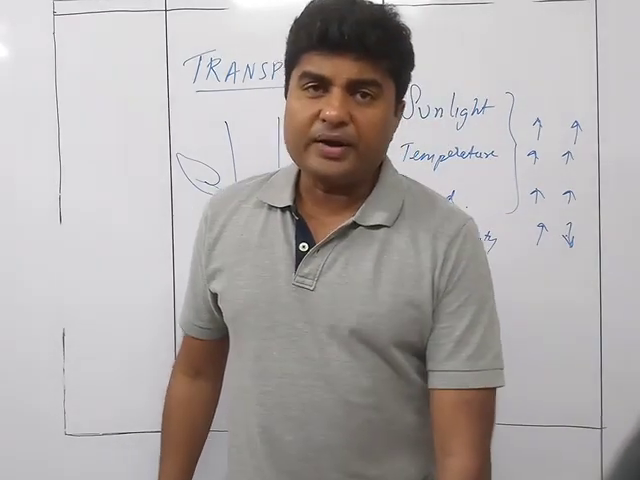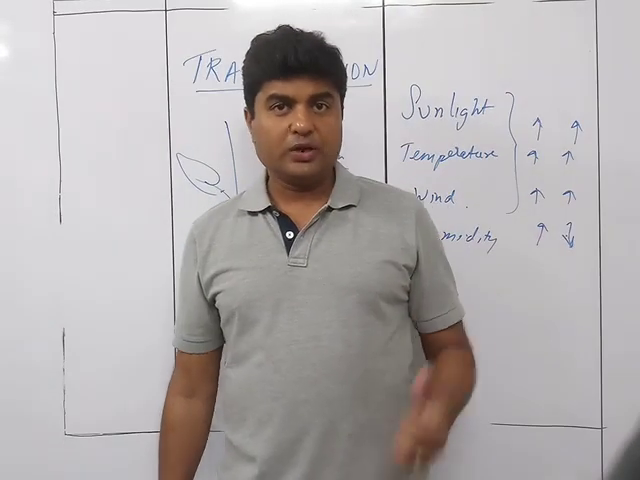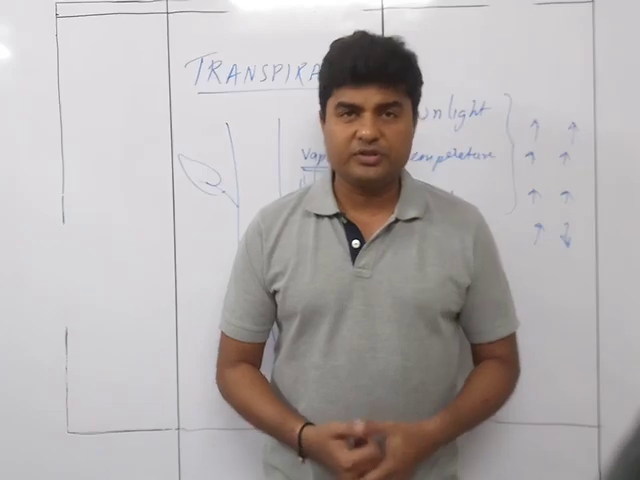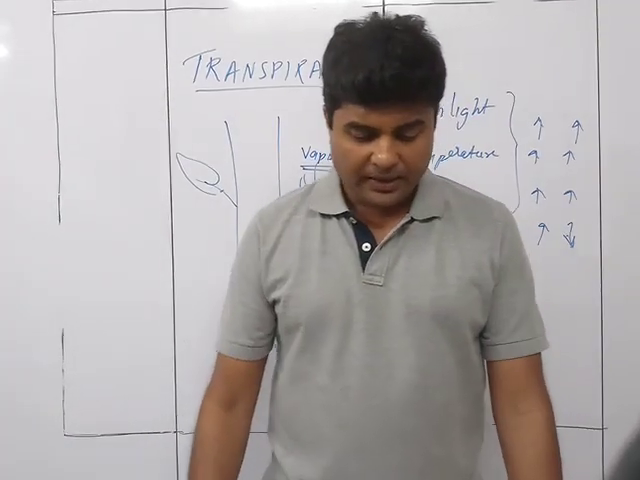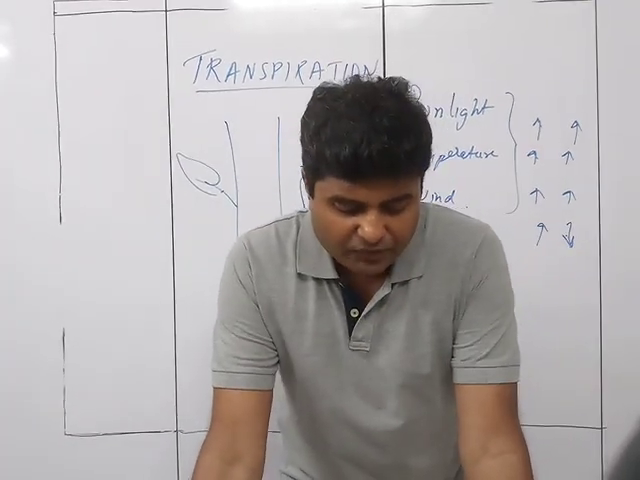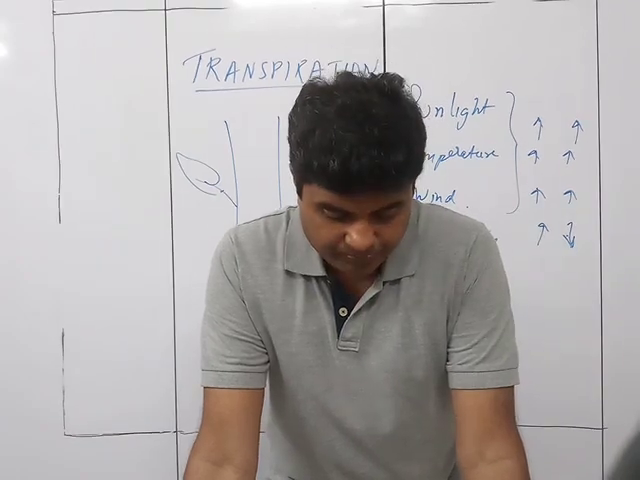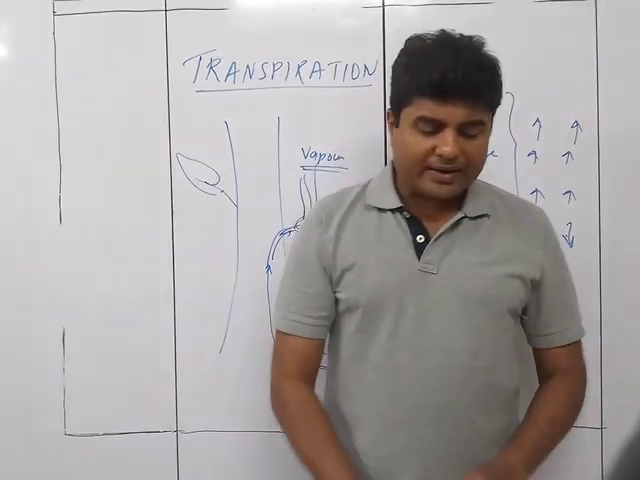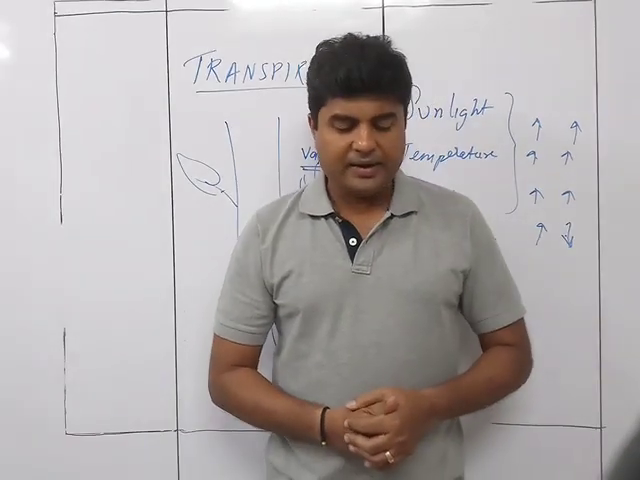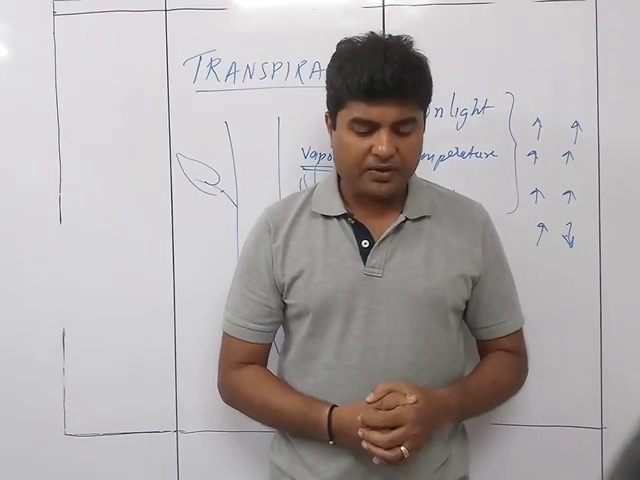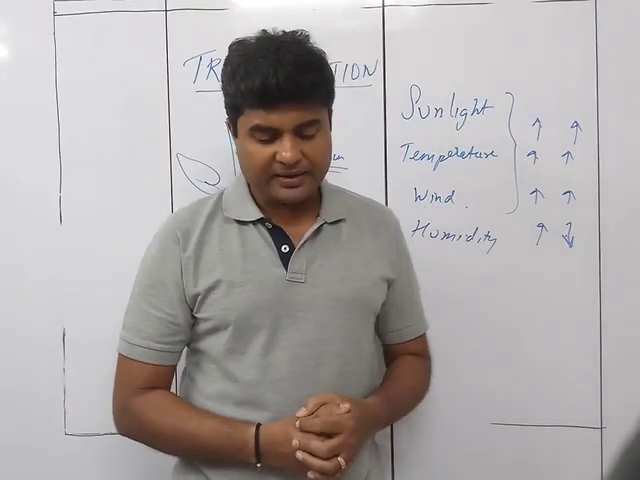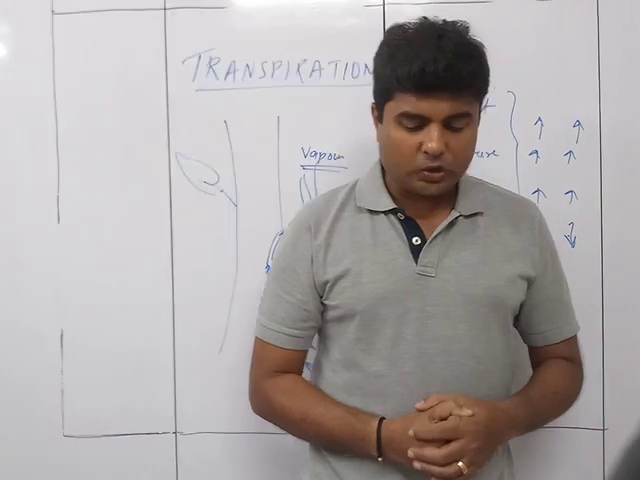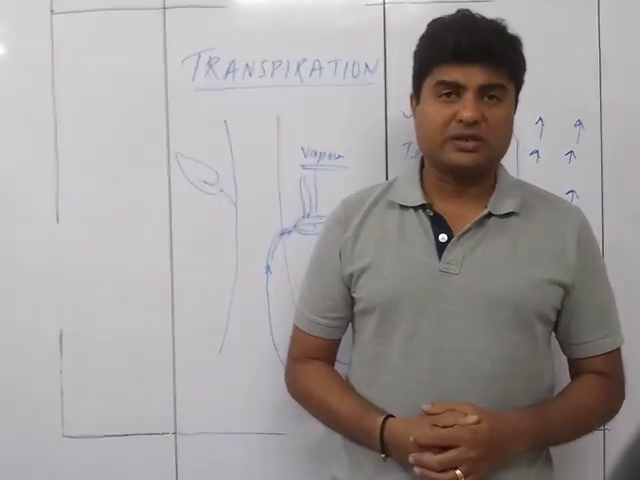Now, why is it important for transpiration to take place? There are two main reasons why transpiration is required for the plant. The first thing, transpiration helps the plant in the following ways. Cooling effect. In transpiration, water gets evaporated from the plant. The heat required for this evaporation is obtained from the plant itself, that is the latent heat, and thus the plant is able to cool itself when it is hot outside.